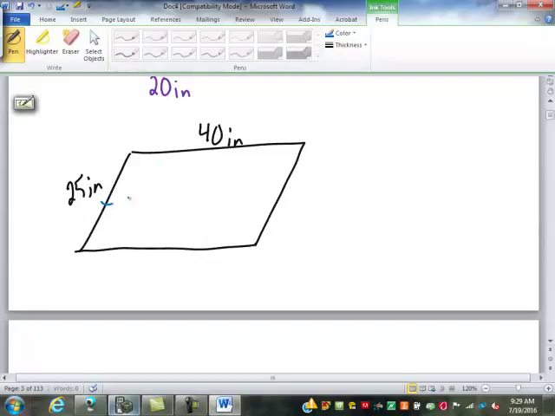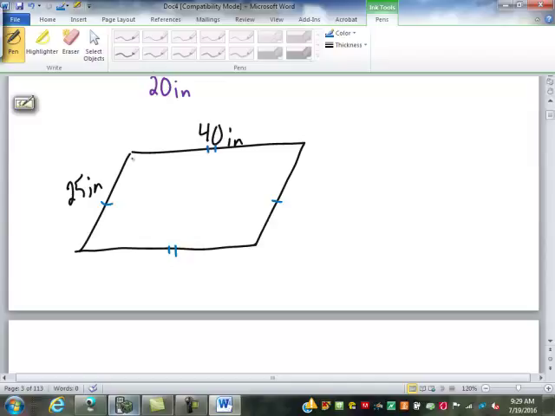Looking at this here, that is a parallelogram. Parallelogram means opposite sides are parallel and opposite sides are equal. Do I have enough information right now to find the area of this? No, I don't. Because the dimensions I'm given are not perpendicular and they're not defining a rectangle.